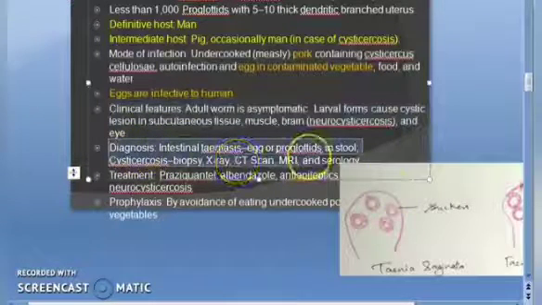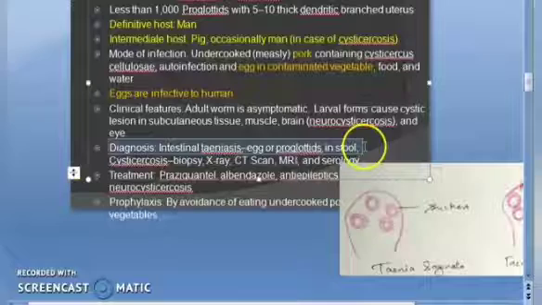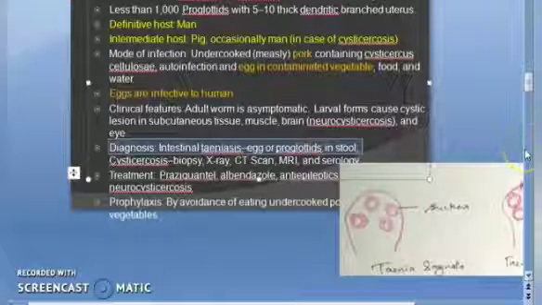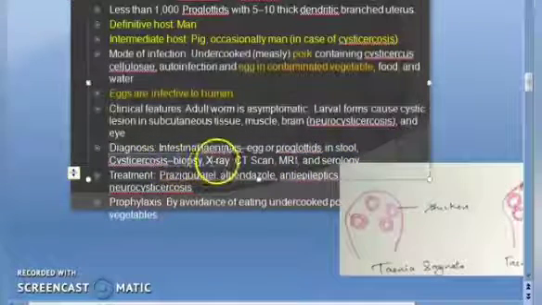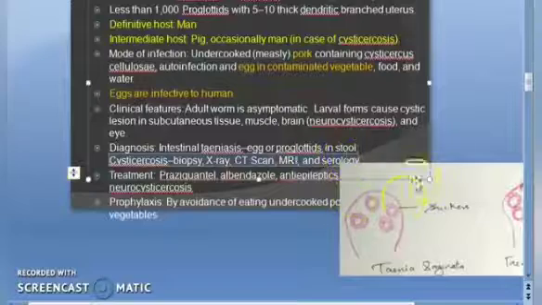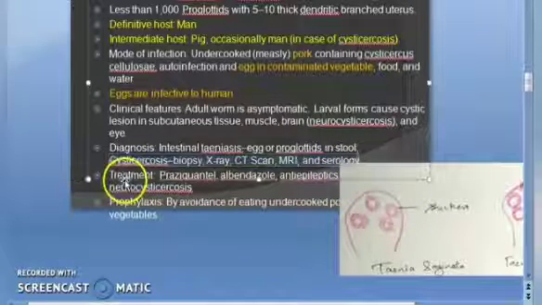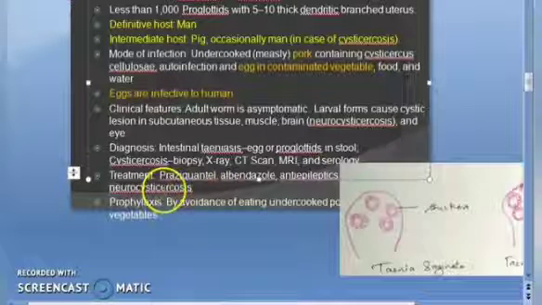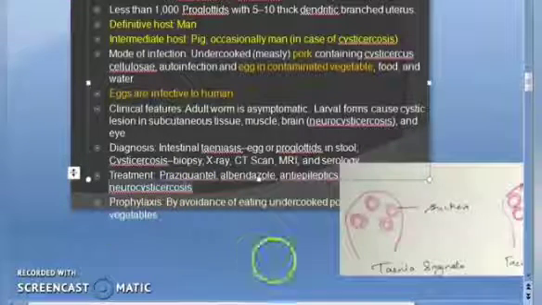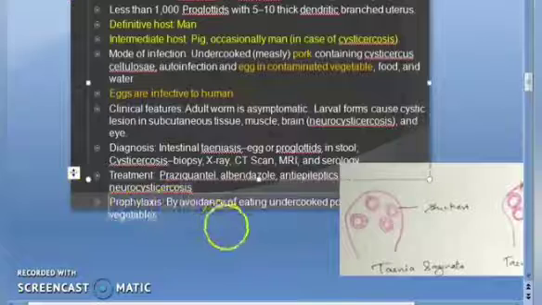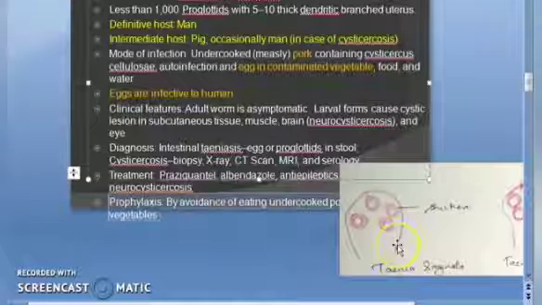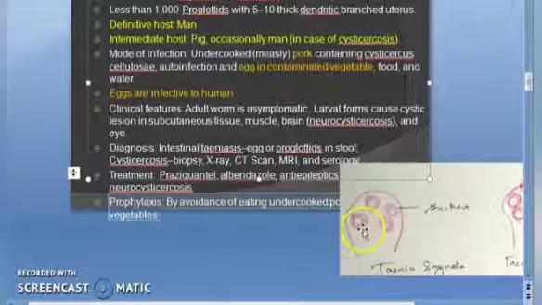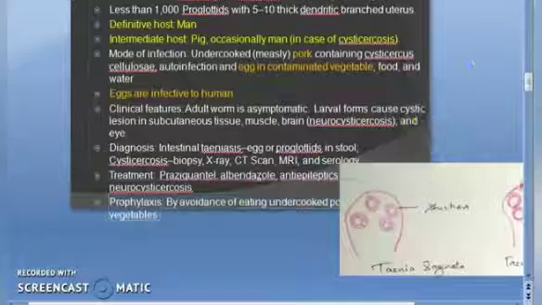The diagnosis is the same thing. You will check in the stool for eggs and proglottids. For cysticercosis, you can do biopsy, X-ray, CT scan, MRI, serology. We'll come to the details again in this video. Treatment is praziquantel, etc. For neurocysticercosis, you may have to give anti-epileptics also. Prophylaxis, again, eat good cooked food. Don't eat raw vegetables, etc.